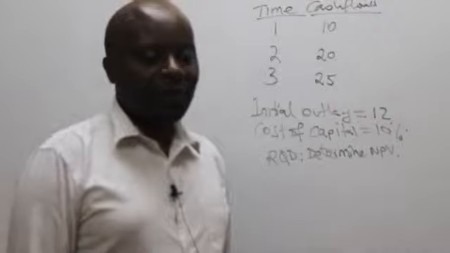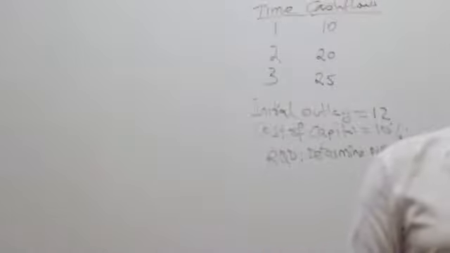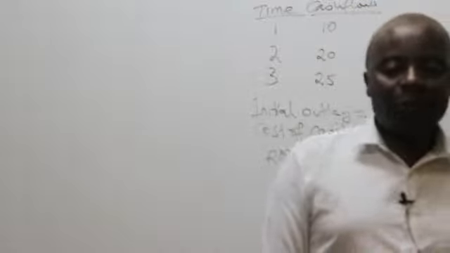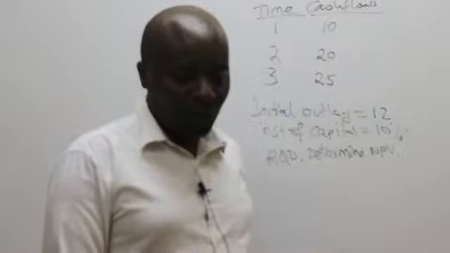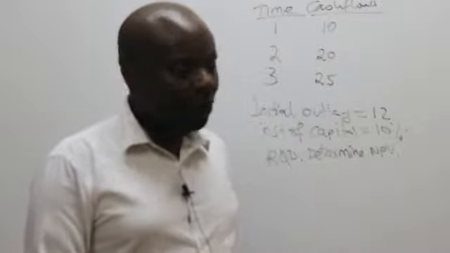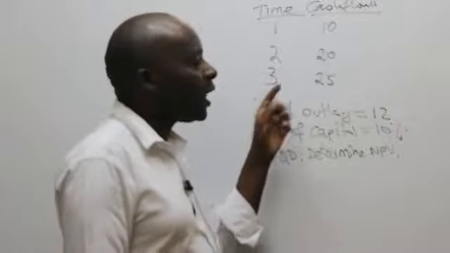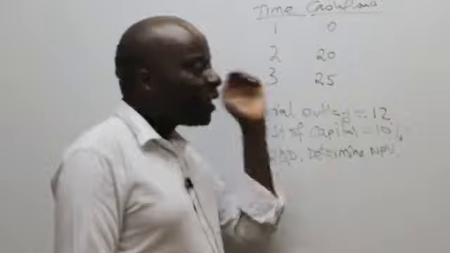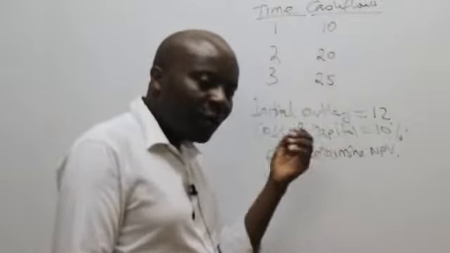Okay, so ladies and gentlemen, the first thing that I would expect you to do is to come and discount. Whenever you're told to give us net present value, the first thing you do is to discount the cash flows. When you want to discount cash flows, you must first understand the nature of the cash flows that you have. These are fluctuating, irregular cash flows.